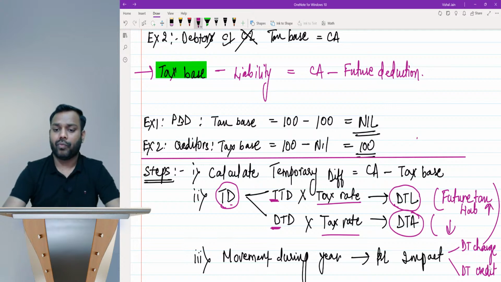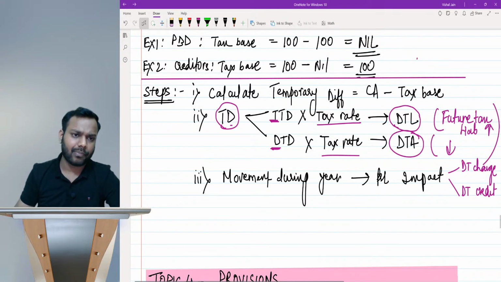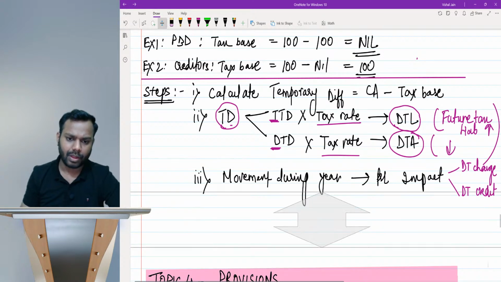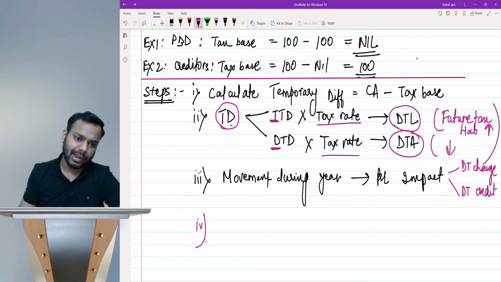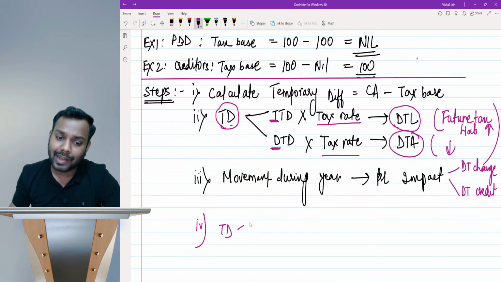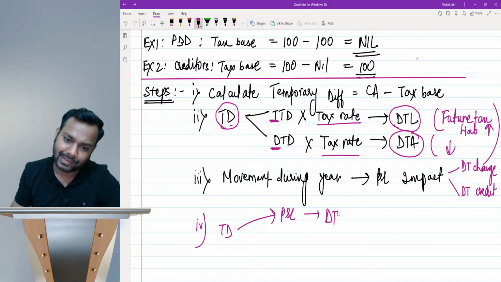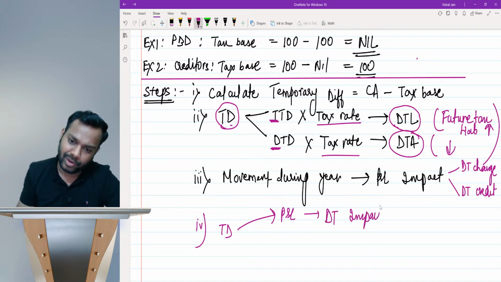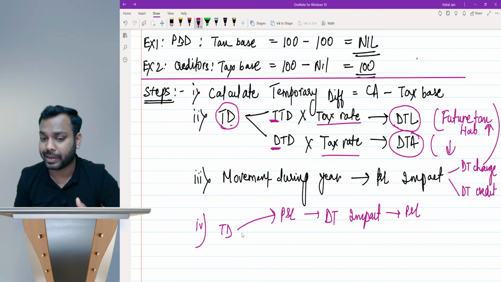Yes, okay. Now what we'll do is we'll take up one question, but before that, I'll just tell you one specific thing related to deferred tax. Our standard says, point number 4, that if the temporary difference is arising for a P&L item, the deferred tax will also go to P&L. Deferred tax impact will be in P&L. Let's suppose the temporary difference arises from depreciation, that goes to P&L. So the deferred tax impact will also go to P&L.